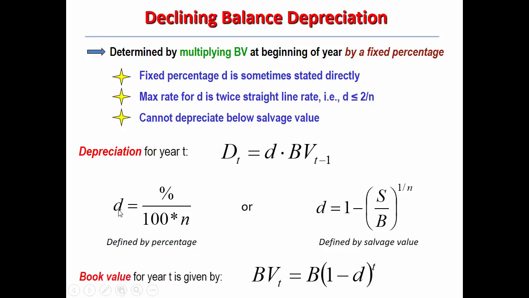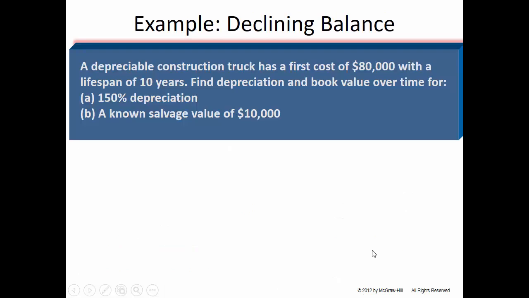And then once you have the depreciation factor, the book value at any particular year can be calculated with this formula, where you'd have to use the years as the exponent. Let me just illustrate with a specific case here. If you have a truck that costs $80,000 as the initial purchase price, and you know it's going to last 10 years, then the depreciation and the book value over time can be calculated.